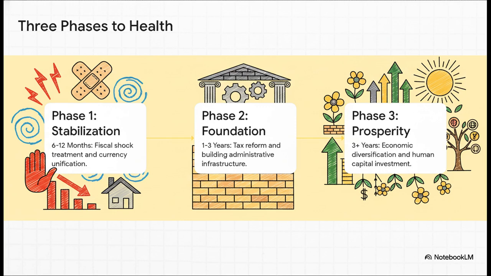First, you have an immediate stabilization phase. You have to stop the bleeding. Second, you have a medium-term phase to build a strong foundation for the economy. And third, you have a long-term phase that's all about creating sustainable growth that can actually withstand sanctions.